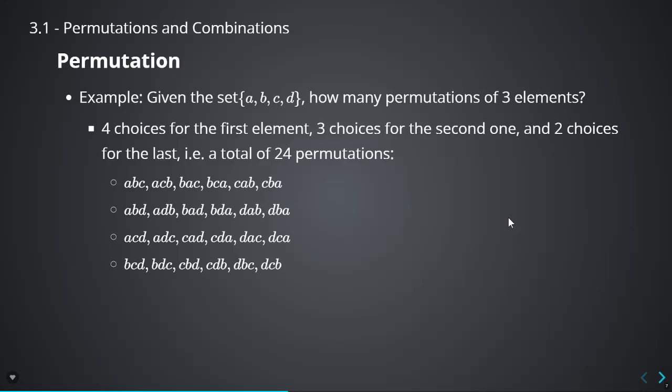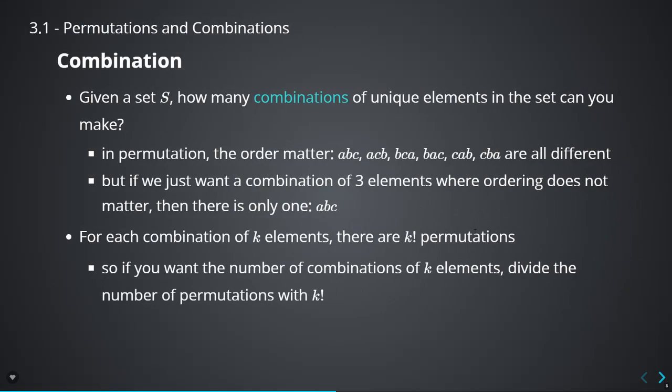All right. And now from permutations, we move to combinations. This time, if I have a set S, a combination is just a choice of unique elements without the order. Before, when we talked about permutations, you cared about ABC, ACB, BCA, BAC, you cared about the order, but we just want a combination of 3 elements. We don't care about the order. So ABC and ACB are the same, and we're just going to call it ABC.